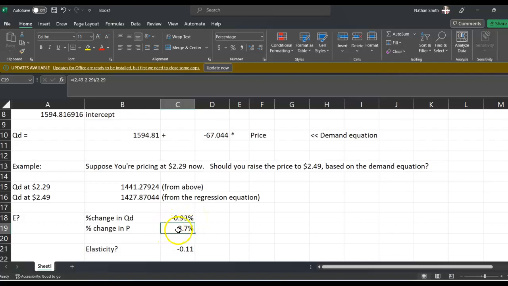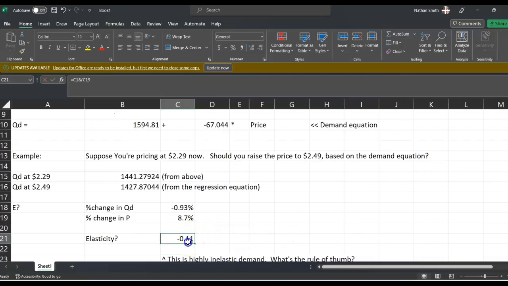Now to run elasticity, I need the percent change in price as well. New minus prior divided by prior. So my new price would be $2.49 if I were to implement that, minus the $2.29 current price divided by the $2.29 current price. And that represents a price increase of 8.7%. Now we're almost done.